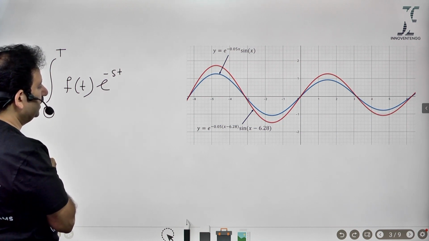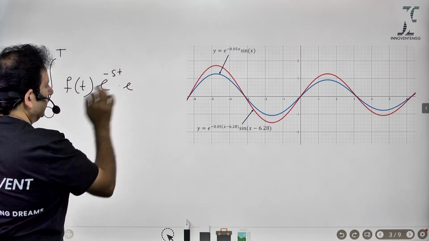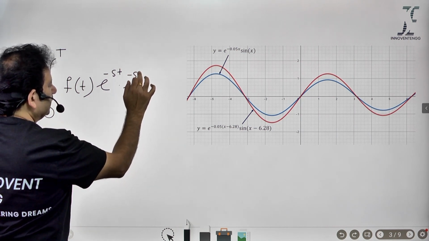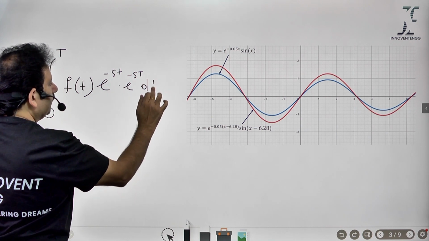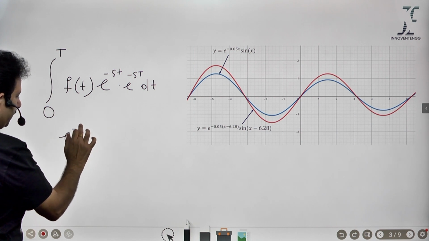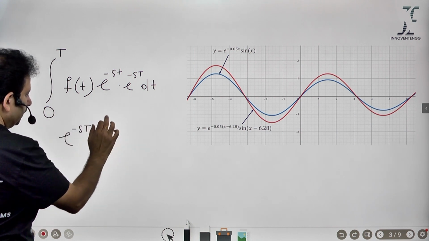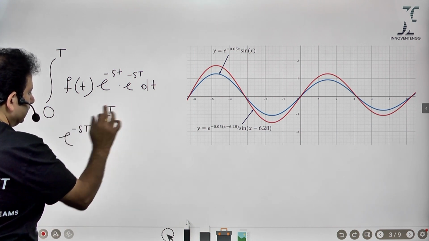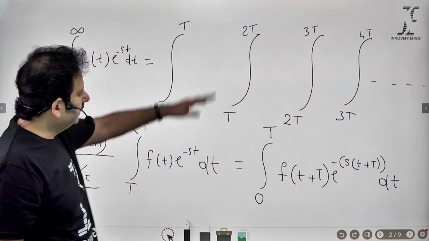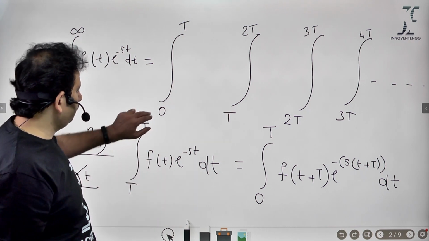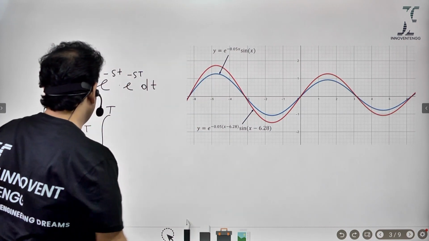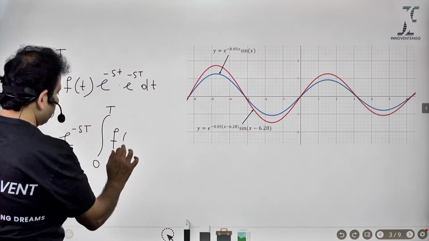This is my original exponential function. Now you have one extra term added, that is e power minus sT. So if I take this out, e power minus sT, my integral, that is when I split my integrals into several of them, I just considered the second one arbitrarily. Of course, the first one is 0 to T. The second one I could reduce to this particular form.